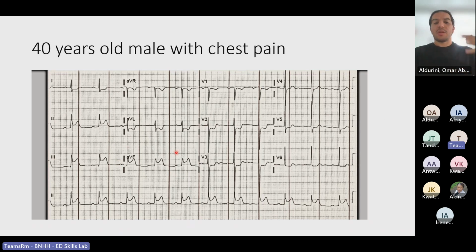Okay, so I can find in this ECG an ST segment elevation in 2, 3, AVF, which represents the inferior wall, with reciprocal changes in the lateral wall in lead 1 and AVL, and also part of the anterior wall in V2 and 3. Okay, is this clear? Okay, good.